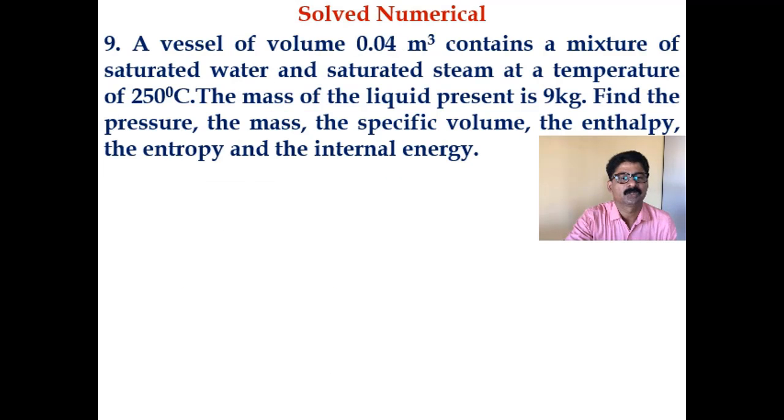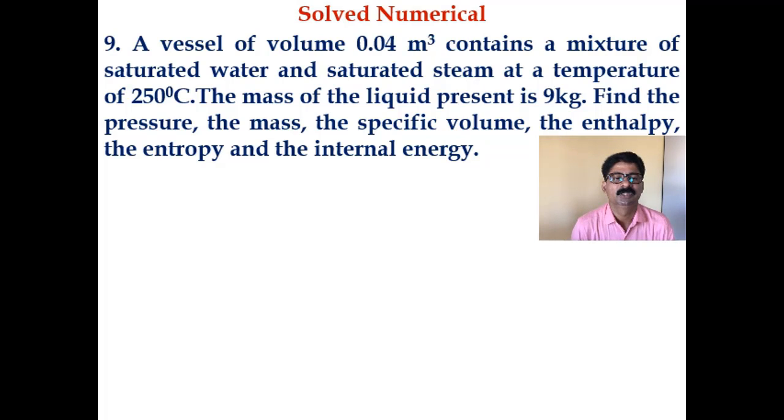Okay, now let us solve one more problem and then we'll wind up this lecture. A vessel of volume 0.04 meter cube contains a mixture of saturated water and saturated steam at a temperature of 250 degrees Celsius. The mass of liquid present is 9 kg. Find the pressure, the mass, the specific volume, the enthalpy, the entropy, and the internal energy.